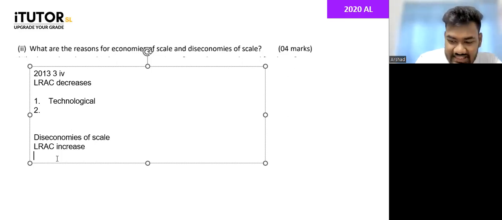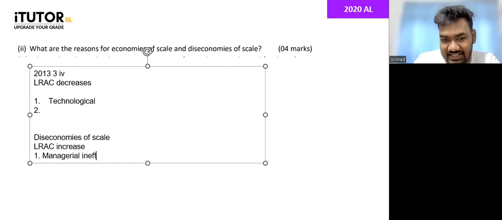So the reasons for diseconomies of scale, you have managerial inefficiencies. What are managerial inefficiencies? For example, let's say now you have become a very huge firm, right? You have so many managers now. So as a result, what happens? Now it's very hard to coordinate, right? You have around 1,000, 2,000 managers.